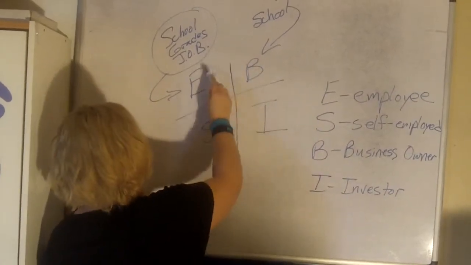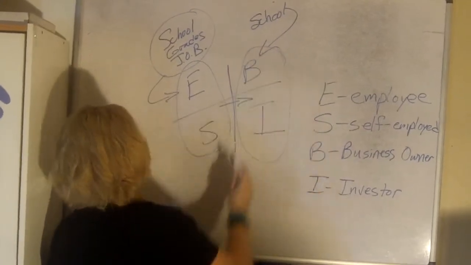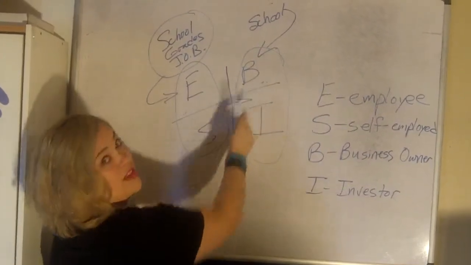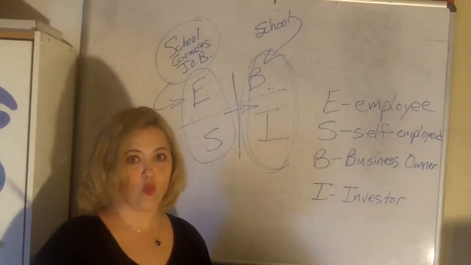Basically, you want to shift from this side of the quadrant to this side of the quadrant. These people work for these people. This is the side of the quadrant where the money is. Which side are you on?